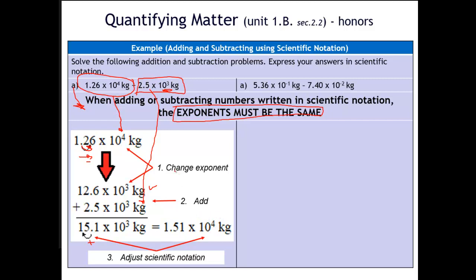Now, there's another way you can do this, right? Maybe you wanted to change this number, 2.5 times 10 to the third kilograms. I can change that to 4 by moving the decimal place, watch this, to the left. And so now it becomes 0.25 times 10 to the fourth.